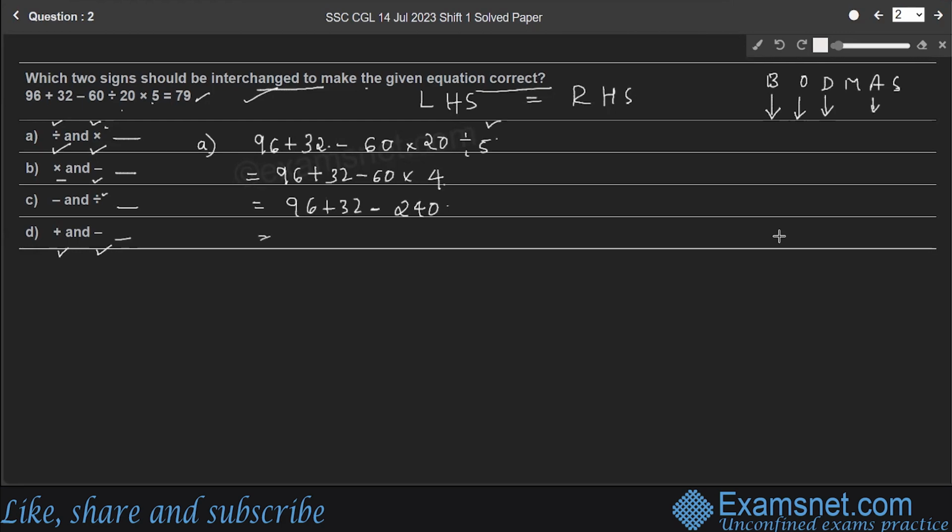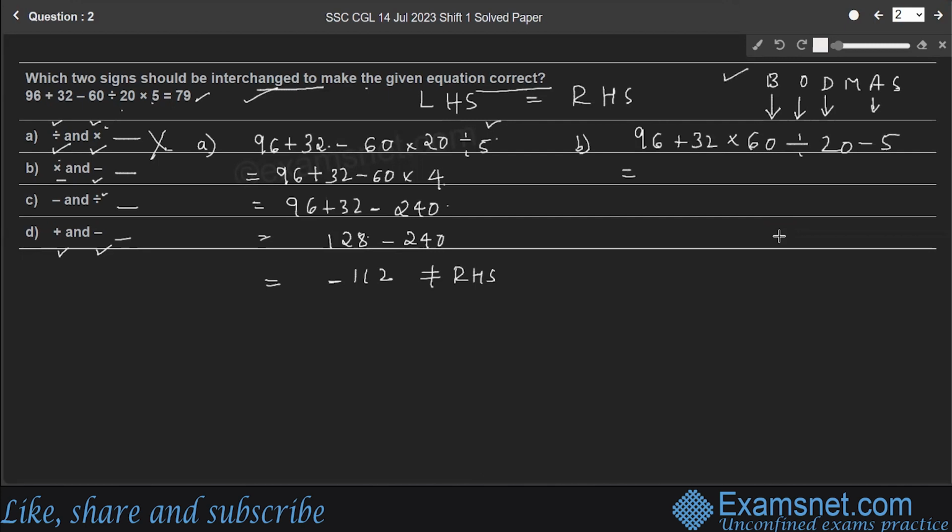Right? Next comes addition followed by subtraction. Let us add 96 and 32. So it is 128, minus 240. So you will get a negative integer, minus 112, which is not equal to RHS. So option A is not the answer. Consider option B. If we interchange multiplication and subtraction signs, 96 plus 32 minus 60 becomes into 60 divided by 20 into 5 becomes minus 5.